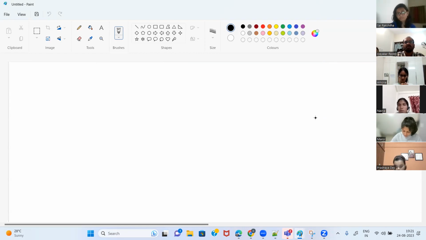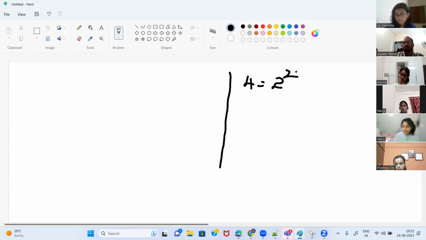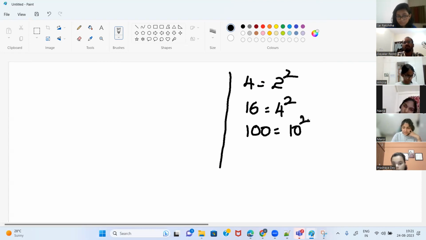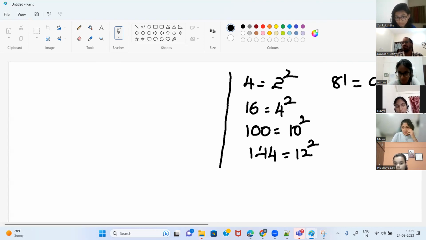Keep your notebooks aside. I'm sure that everyone knows the squares, right? If it is 4, what is the 4? Four is the square of 2. If it is 16, it is nothing but 4 square. Everyone unmute and tell me the answer. If it is 100, then what can we write? 10 square. If it is 144, 12 square. If it is 81, 9 square. If it is 36, 6 square. 5 square.